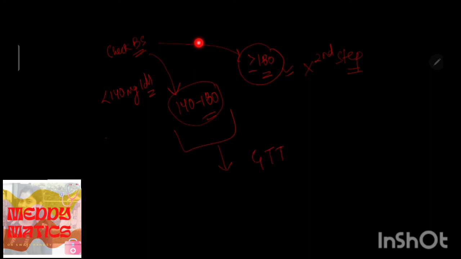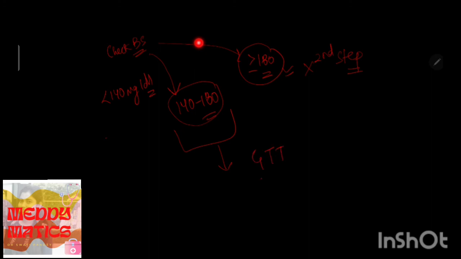So when you check the blood sugar and you get less than 140 mg per dl, there is no chance of diabetes, and between 140 to 180, maybe the female is diabetic, and if it is more than or equal to 180 mg per dl, the diabetes is confirmed and there is no need for the second step. It is already confirmed that the female is diabetic. In the others we should go for the glucose tolerance test, which is the second step.